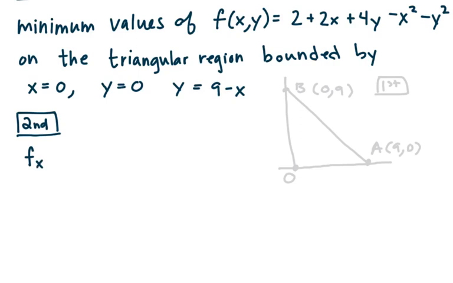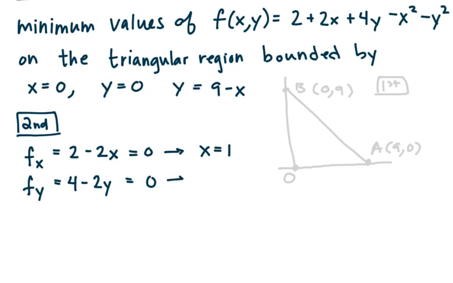Partial with respect to x gives me 2 minus 2x, and partial with respect to y gives me 4 minus 2y. At this point, we set each of these equal to 0. So that first one, I'm going to get x equals 1, and my partial with respect to y, I get that y equals 2. So this leads to only one critical point.